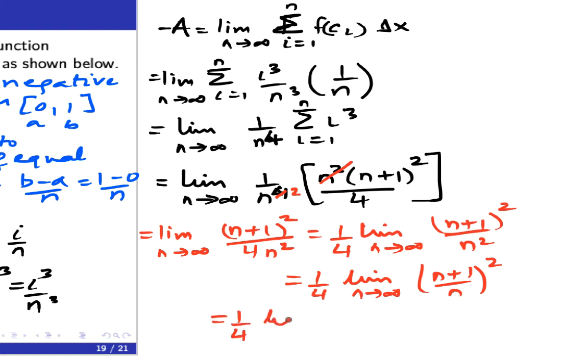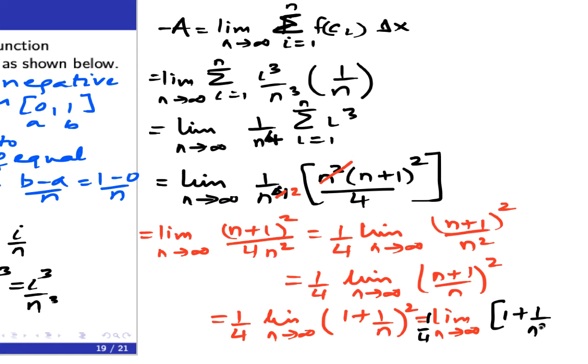So it's going to be 1/4, limit n tends to infinity. I can write this as 1 plus 1 over n, squared. Now we know how to apply the squaring formula here. Oh, I forgot to write my 1 over 4, guys. 1 over 4, what do we get? 1 plus 1 over n squared plus 2 over n. Notice, when I apply the limit, what happens? The last two terms go to 0.